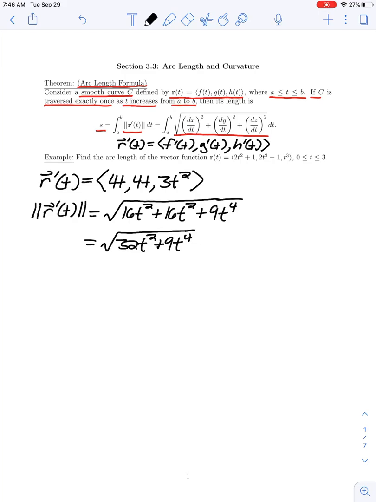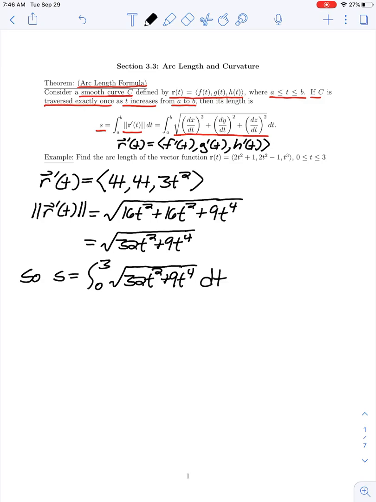So our arc length of this curve s is given by the integral from a to b. In this example, t was ranging from 0 to 3, of the magnitude of this tangent vector, which we just found to be the square root of 32t squared plus 9t to the fourth dt.